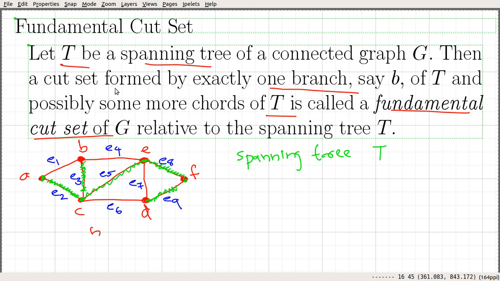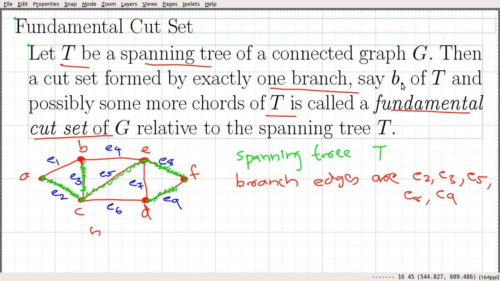Then a cut set formed by exactly one branch. So that says a cut set must contain exactly one of these branch edges: E2, E3, E5, E8 and E9. Exactly one branch, say B of T, and possibly some more chords of T.